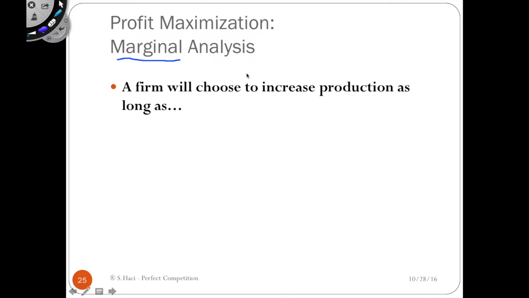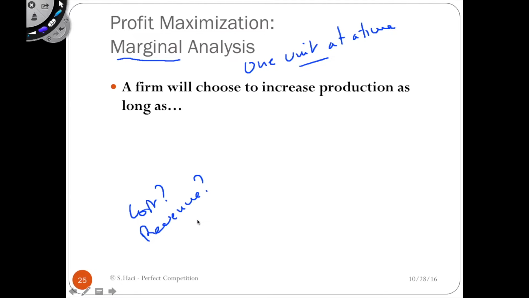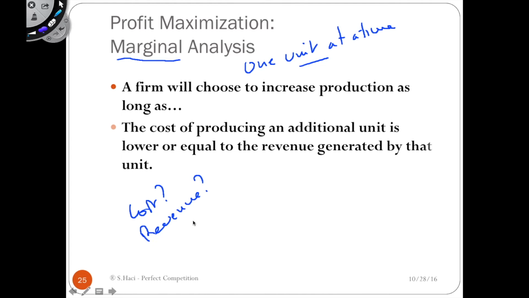To answer this question, we're going to look at a marginal analysis. We will look at the decision one unit at a time. So we need to look at, if I produce one more unit, what is the cost of producing that one unit? What is the revenue that it's going to bring me? And that will tell us how much we need to produce.